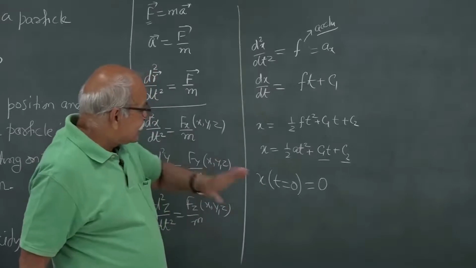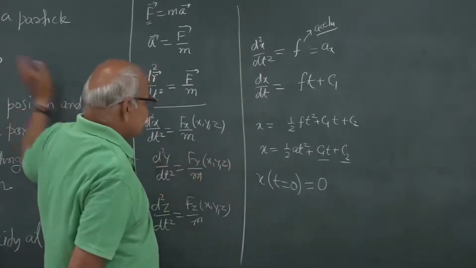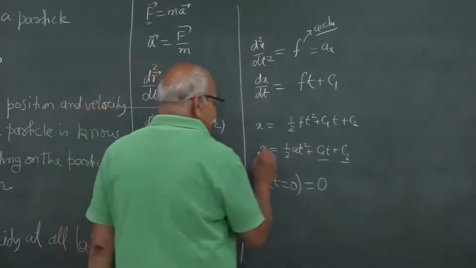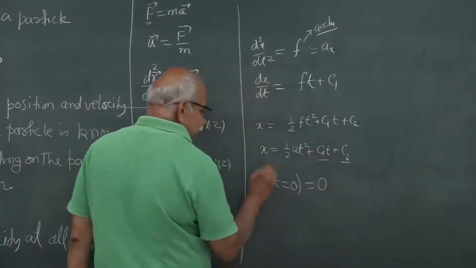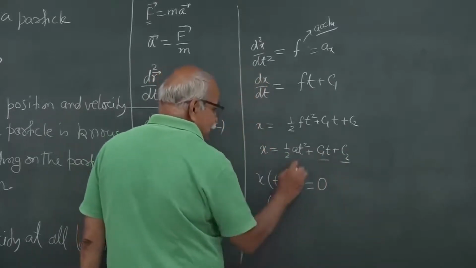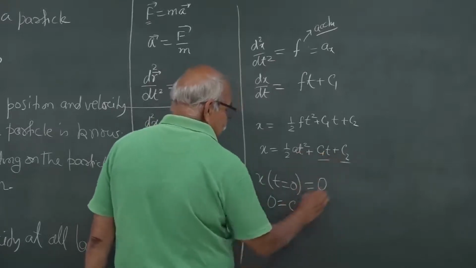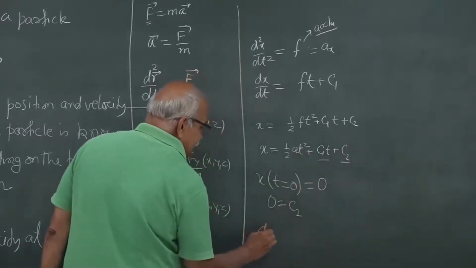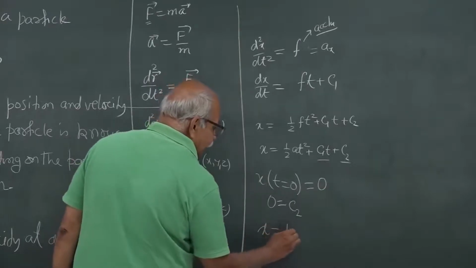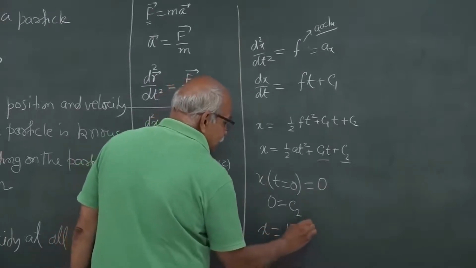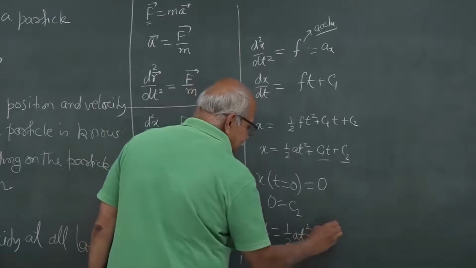So, if you have chosen this particular position at t equal to 0 to be 0, you can put it here. What do you get? 0 is equal to t is equal to 0. So, this is 0, this is 0, c2. So, c2 is 0. So, you have x is equal to half a t square plus c1 t.